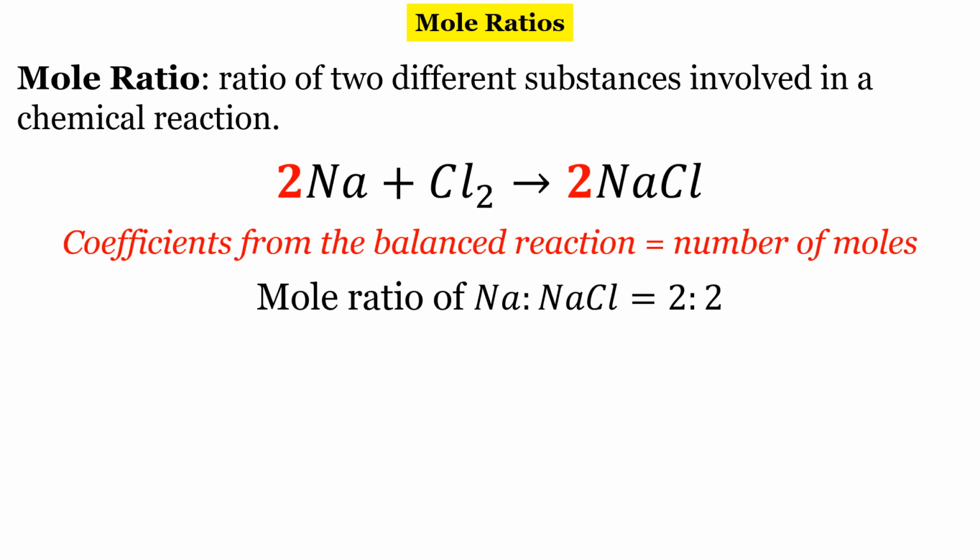So in my example here, I have a 2 in front of sodium and I have a 2 in front of sodium chloride. So for every 2 moles of sodium, I will produce 2 moles of sodium chloride. So the coefficients in our balanced chemical reaction are equal to the number of moles. And as I mentioned, the mole ratio of sodium to sodium chloride is 2 to 2.